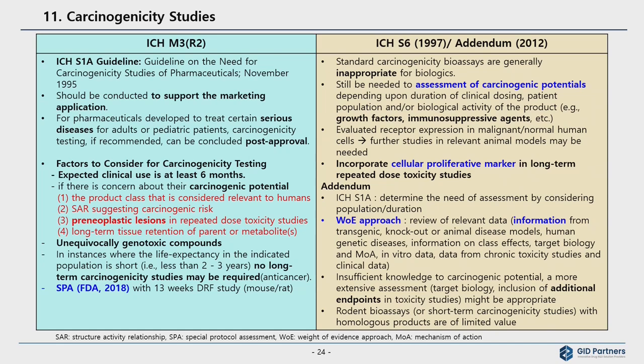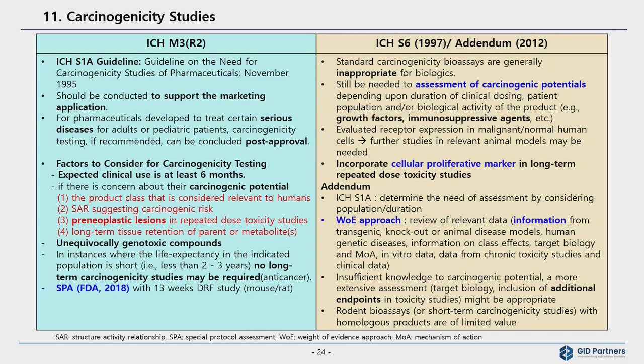And about carcinogenicity studies for small molecules, they have to be done before the NDA submission, of course. A carcinogenicity test has to be done if the expected clinical use is at least 6 months, and if the target itself is highly carcinogenic, and if the drug has a very similar structure to a drug that has had a reported carcinogenic risk, and if hyperplasia is anticipated, and if the drug stays within a particular tissue for a long time, and if a clear toxicity is confirmed. Then carcinogenicity studies should be conducted.